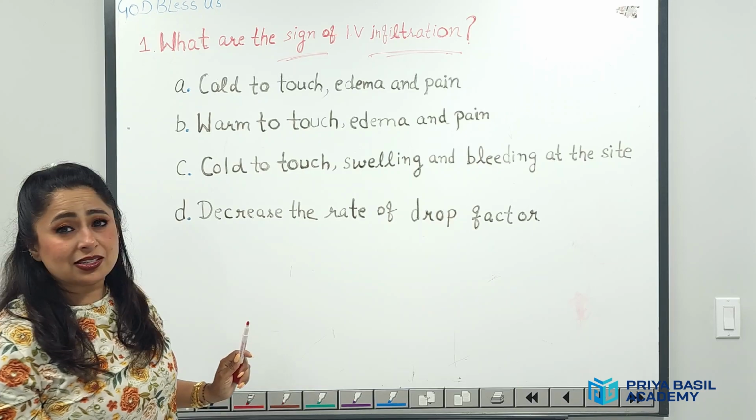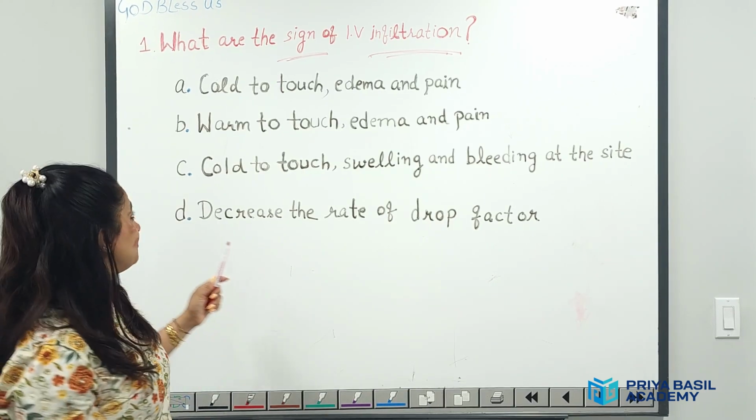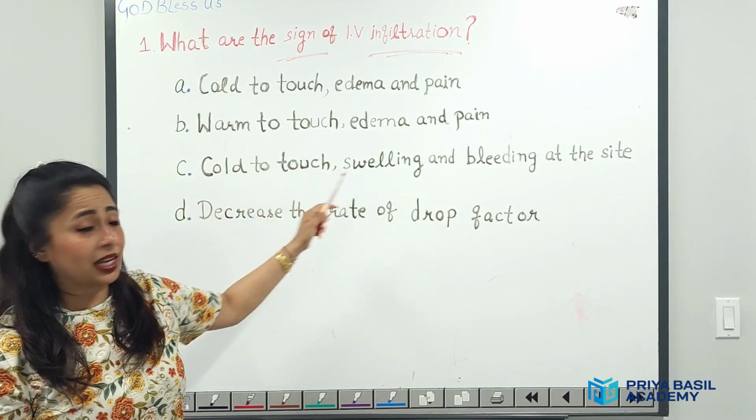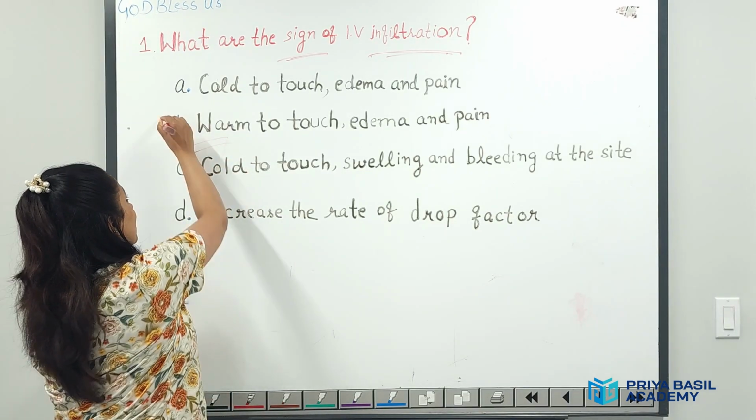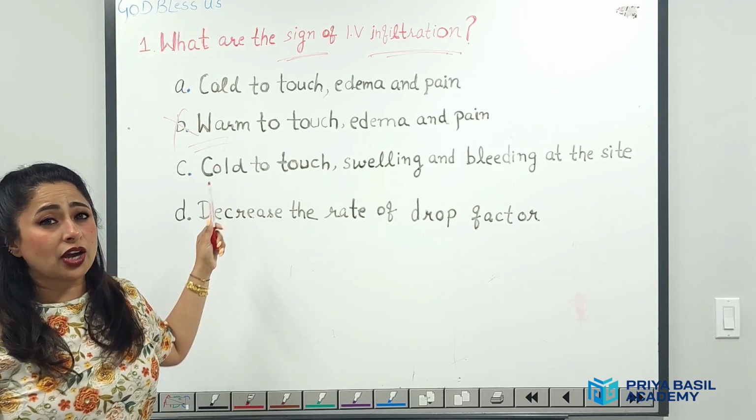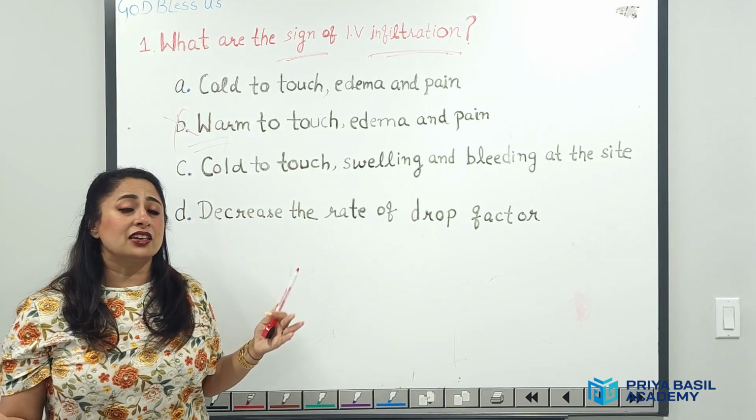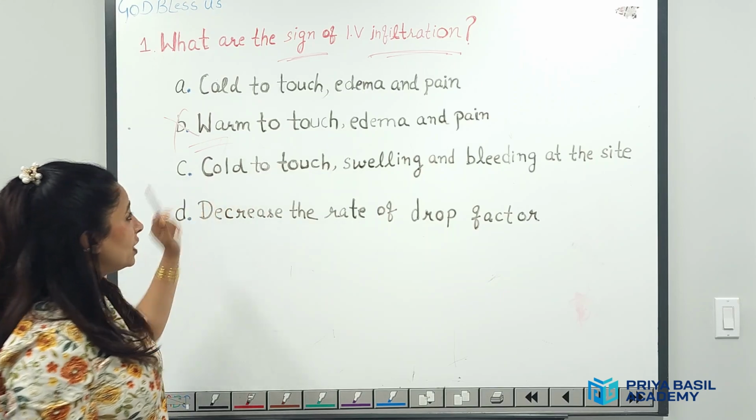Let's see if anything is there which can be a second answer. Warm to touch, edema and pain. This is the sign of phlebitis. So we have to eliminate this option because they're not talking about phlebitis, they're asking about infiltration. So we have to eliminate that option.